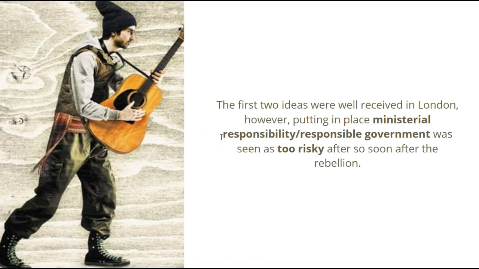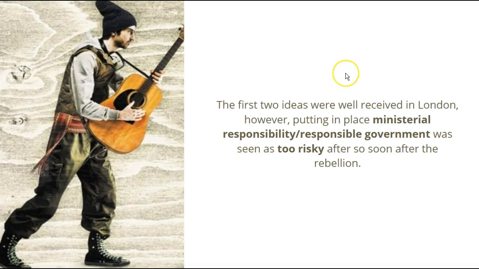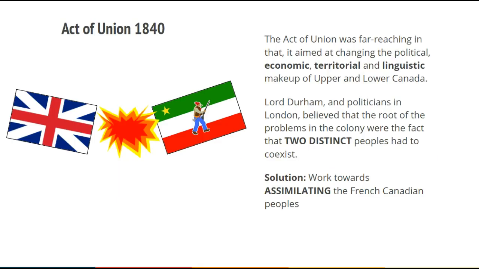So at the end of the day, London decides anything that has to do with big decisions like this. It isn't Canada's decision. So this all has to do with London. So Lord Durham presents the Durham report to the Parliament in London, and they decide that those first two suggestions, these two here, are fantastic suggestions. However, the third one, the idea of giving the people responsible government, was seen as too risky after the rebellion. There was a worry that giving the people responsible government would lead to the English population to lose power very, very quickly.